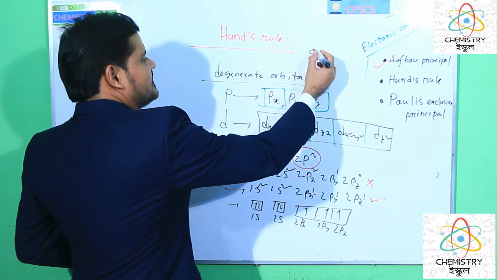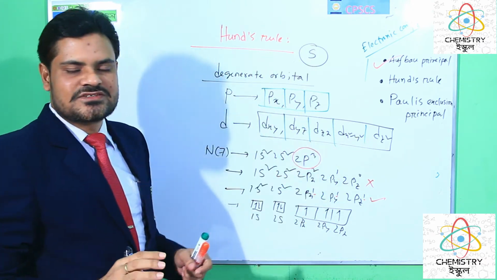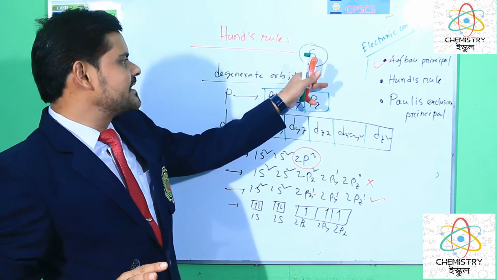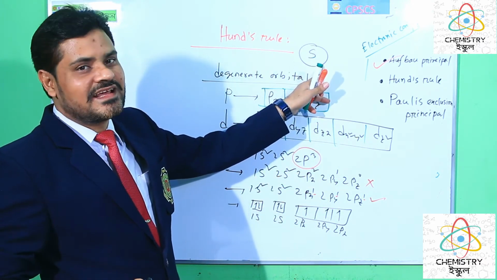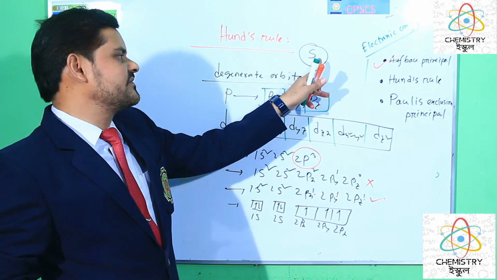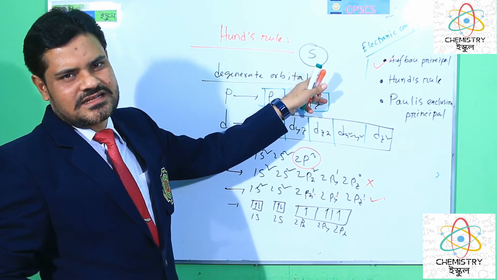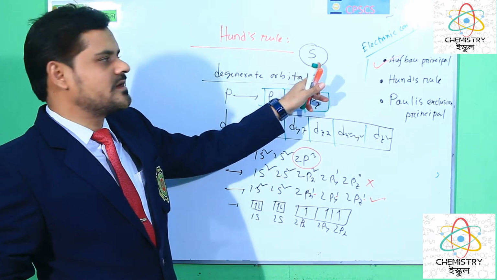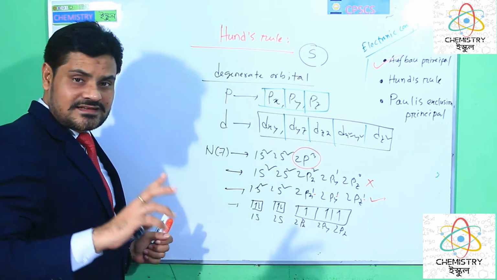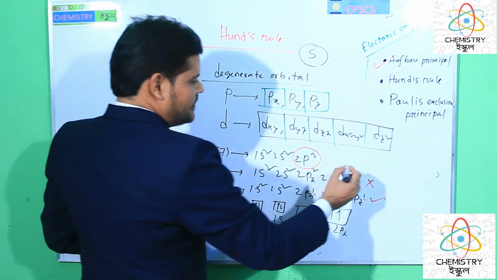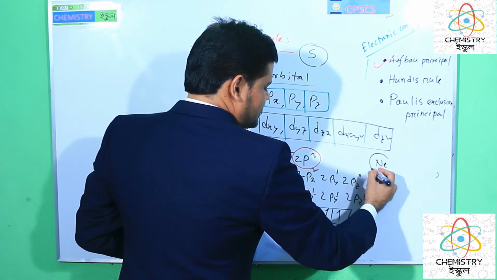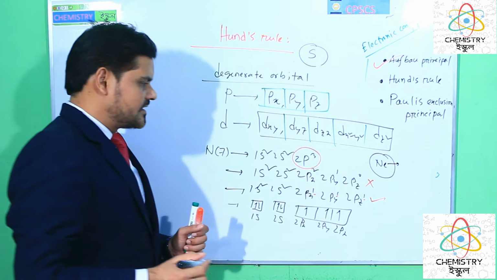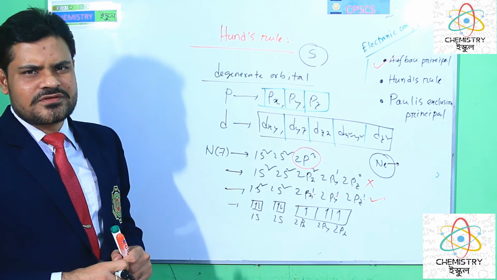Okay, and there is some information here. For the s orbital, Hund's rule is not applicable, because s has only 1 orbital, so there is no degenerate orbital for s. So for the s orbital, there is no chance to apply Hund's rule. Another one here, for neon: will neon follow Hund's rule or not, dear learners?